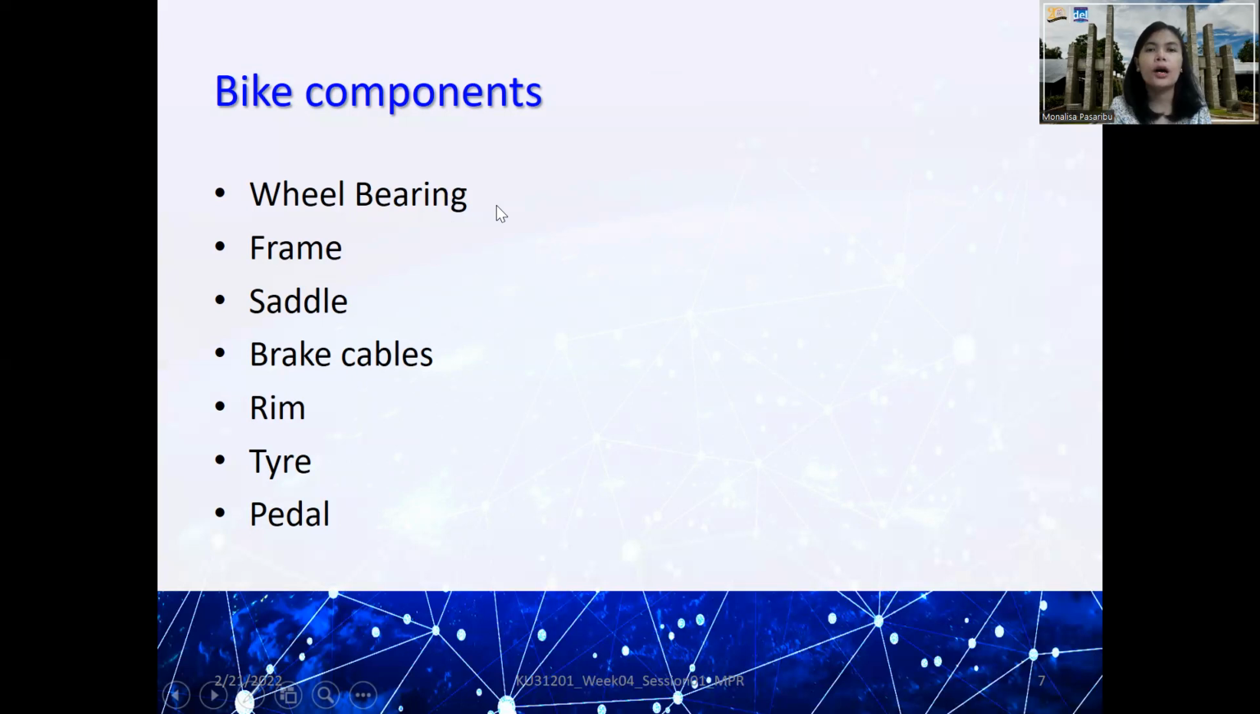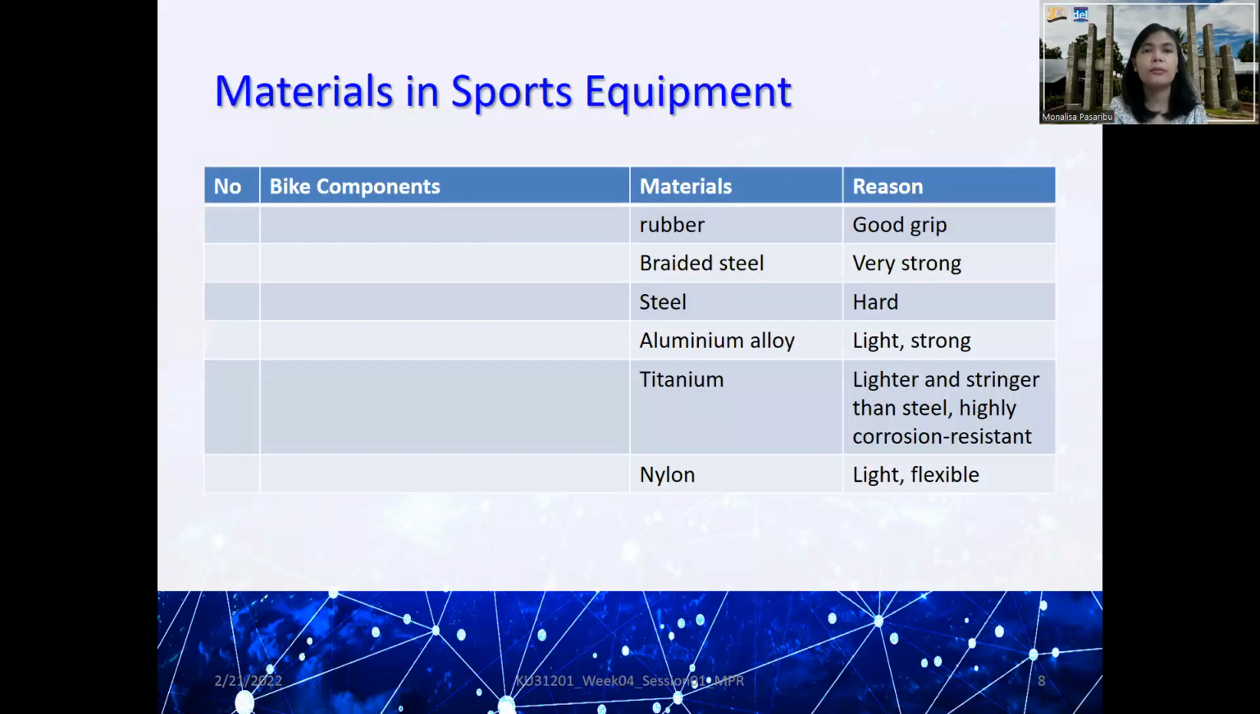Okay, now we move on to the materials in the sports equipment. We already talked about the bike components, but this one has a blank and information on what the bike components are, and I actually give you the answer on the materials and the reason. For this one, I want you to discuss what the bike component is that has the material of rubber, and the reason is for the good grip.